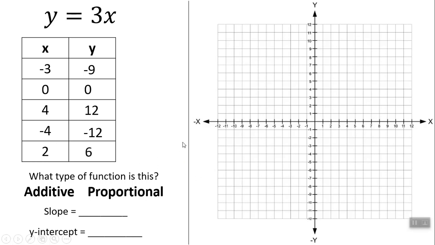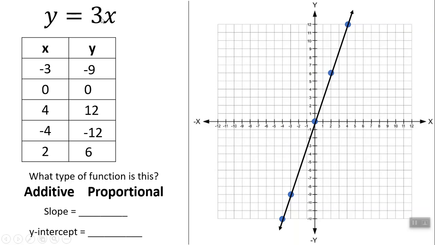So now let's graph these points. Negative 3, negative 9 is going to be right here on the graph. 0, 0 is the origin. 4, 12 is going to be over in quadrant 1, up pretty high. Negative 4, negative 12, that's going to be negative 4 and negative 12. There it is. 2, 6 is going to be aligned with x value of 2, y of 6. They all do line up. It is a linear function. That's supposed to happen.